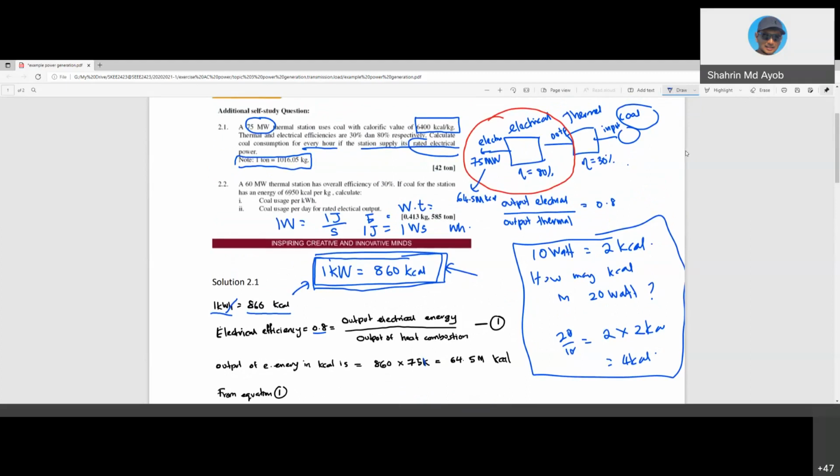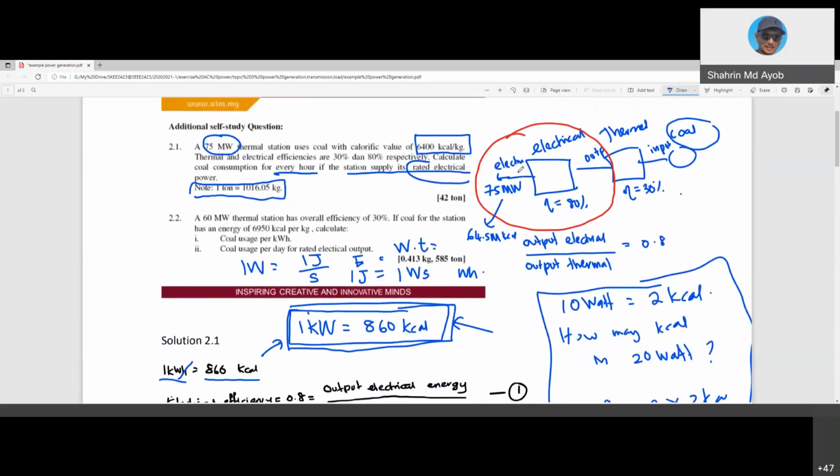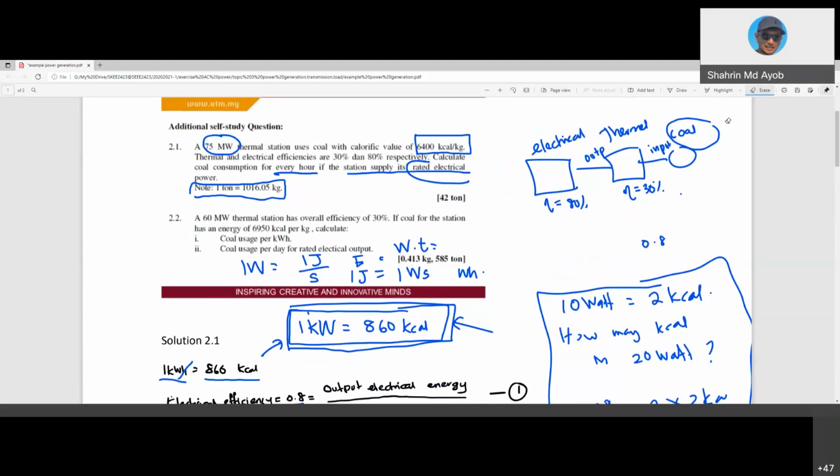Okay. So 2.2, a 60 megawatt thermal station has overall efficiency of 30%. So if the coal for the station has an energy of 6,950 calorie per kilogram, calculate the coal usage per kilowatt hour. So actually this is kilowatt hour and then coal calories and so on. You need time to adapt.